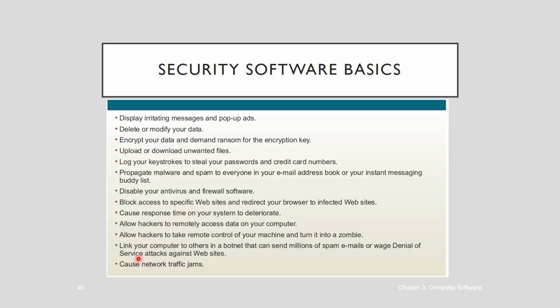Now, what does malware do? Once viruses, worms, bots, trojans, and spyware enter your computer, they can carry out a variety of unauthorized activities such as those listed in this table: display irritating messages and pop-up ads, delete or modify your data, encrypt your data and demand ransom for the encryption key, upload or download unwanted files, log your keystrokes to steal your passwords and credit card numbers, propagate malware, disable your antivirus and firewall software, block access to specific websites, redirect your browser to infected websites, and cause traffic jams.